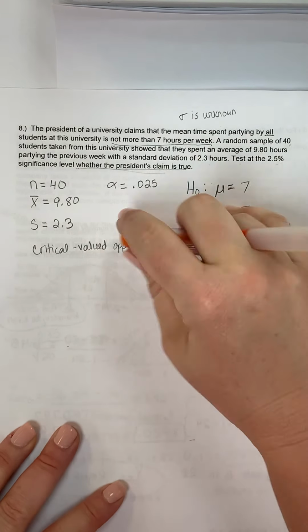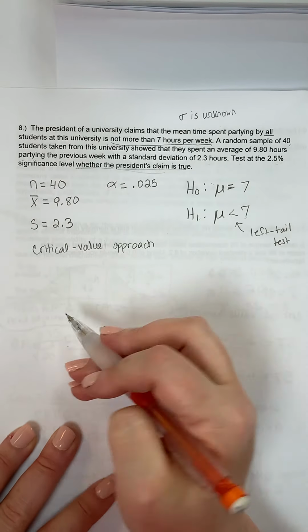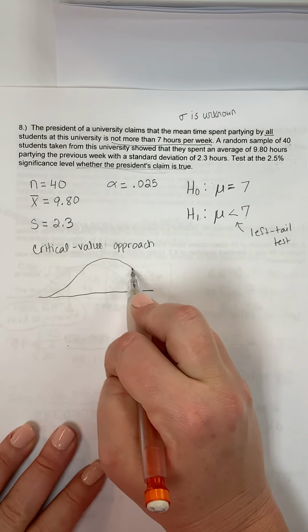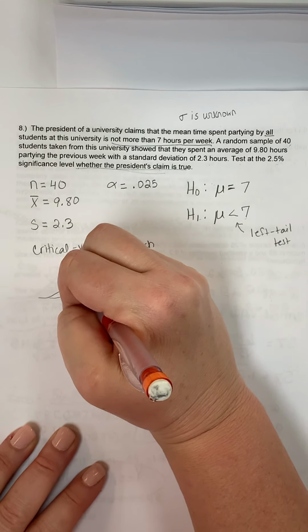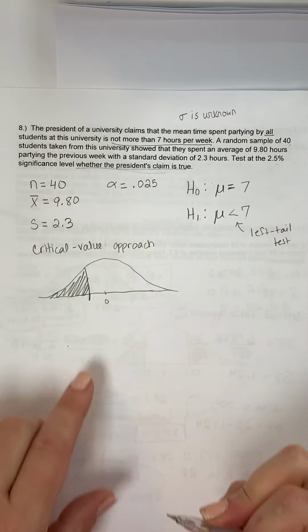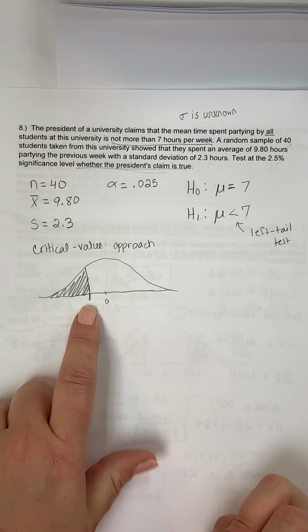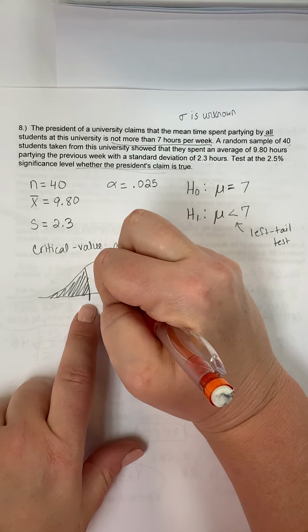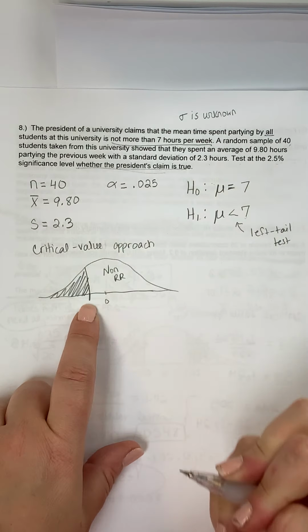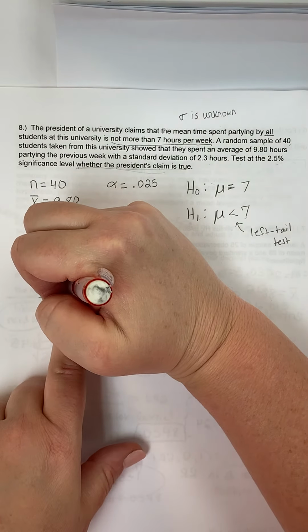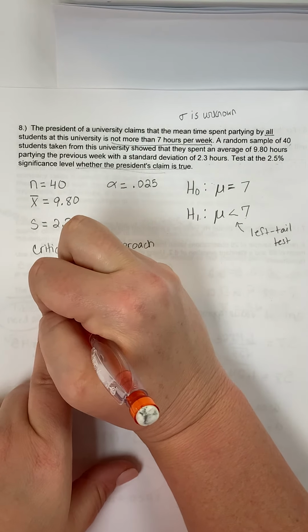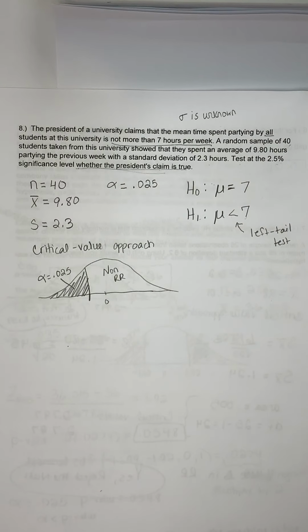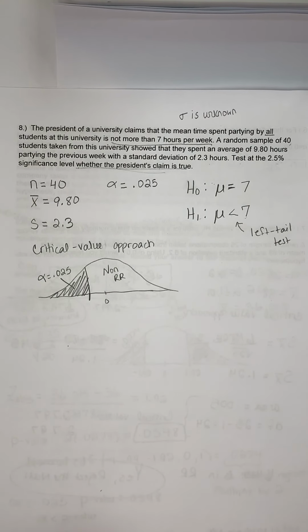All right, I don't know why I put a D on there. Critical value approach. All right, so let's make a picture. Here we go. We're going to have a left-tailed test. We're going to have a critical value here. We're going to want a negative critical value since it's a left-tailed test. This is our non-rejection region. This is rejection. Since it's critical value, this is alpha. That happens to be 0.025.